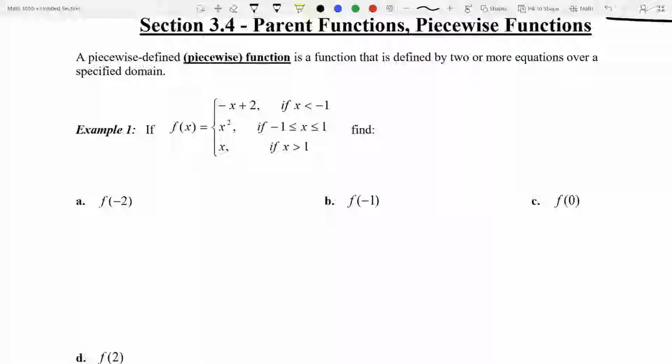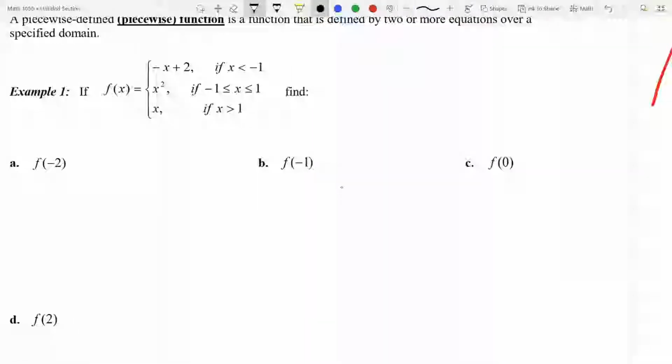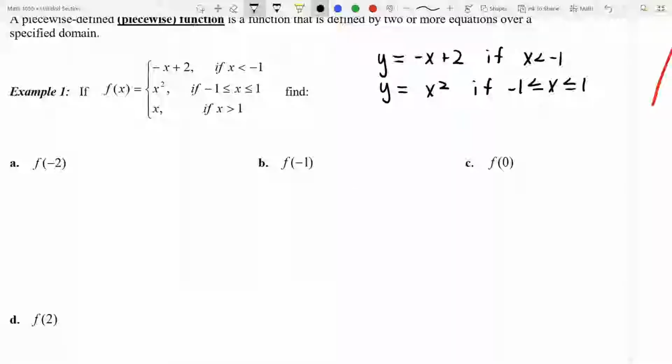Piecewise functions. So piecewise functions are somewhat commonly seen on midterms and finals, so you have to understand what this means, okay? So everybody grab your pencil. Tell me what another name for f of x is. Y. So everybody write down y equals negative x plus 2 if x is less than negative 1. Then I want you to write y equals x squared if negative 1 is less than or equal to x is less than or equal to 1. And then I want you to write y equals x if x is greater than 1.